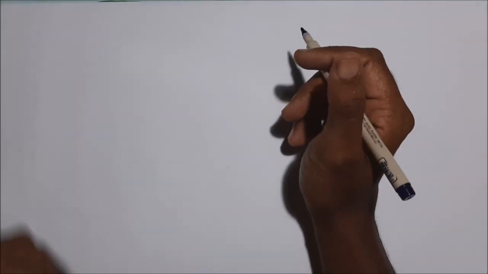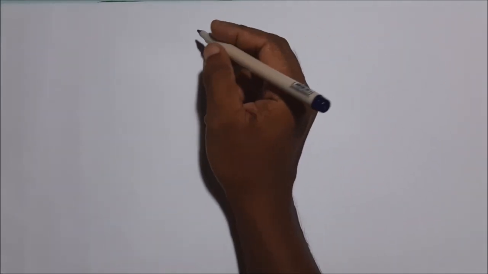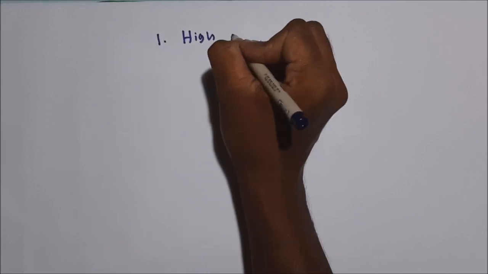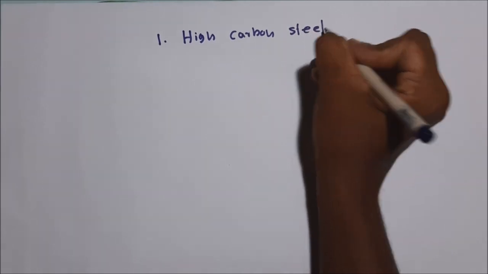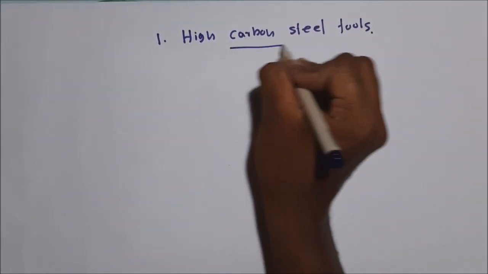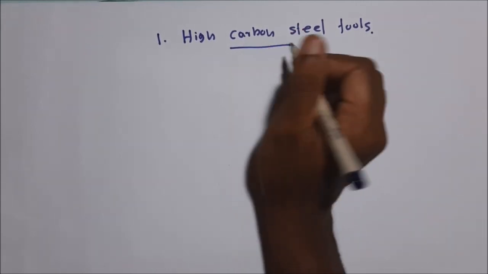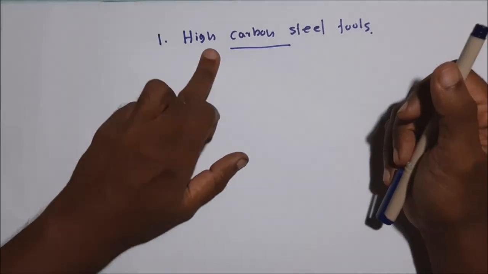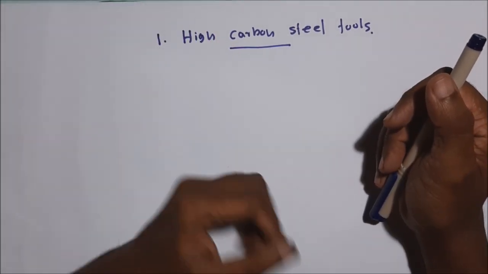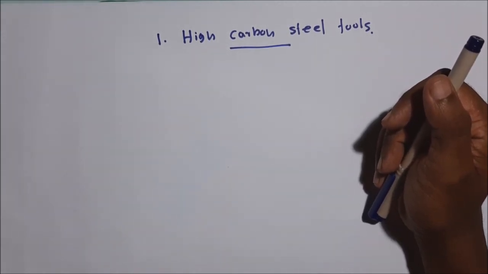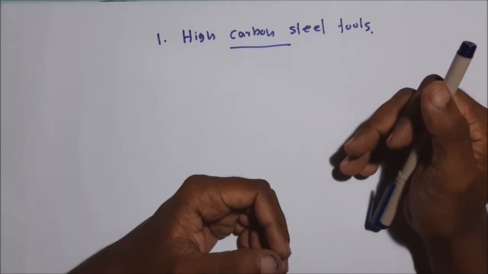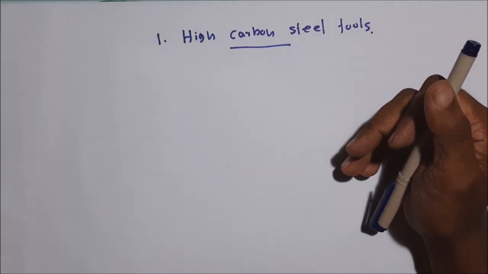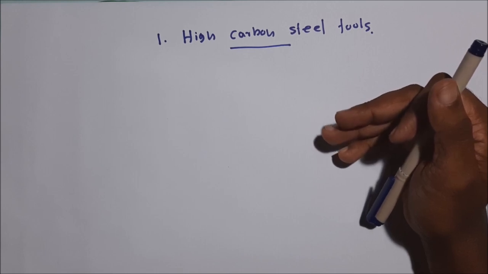Here we are going to discuss the widely used cutting tool materials and their properties. First, I am going to introduce high carbon steel tools. These tools were the first effective cutting tool used for machining operations. Before the 20th century, these were the cutting tool materials available for machining. The first cutting tool material used for machining operation is high carbon steel tools.